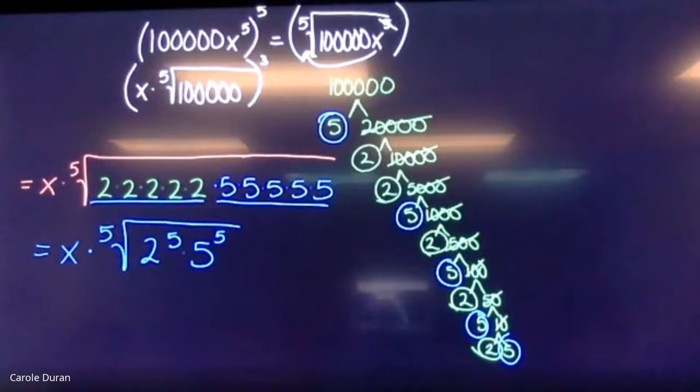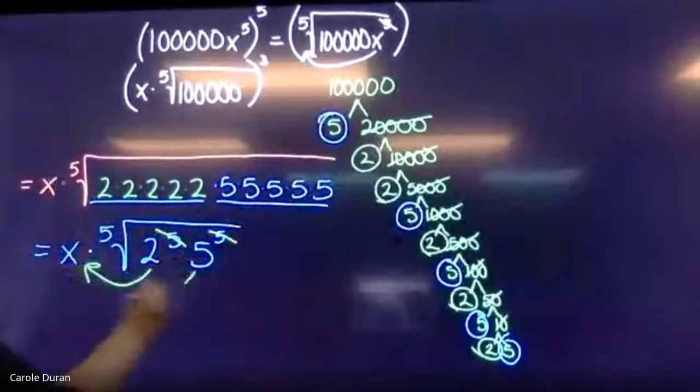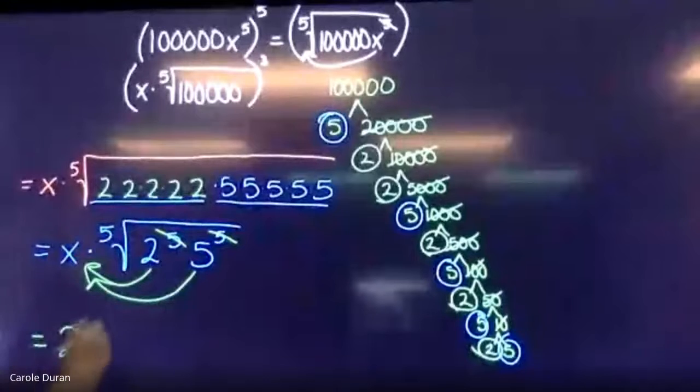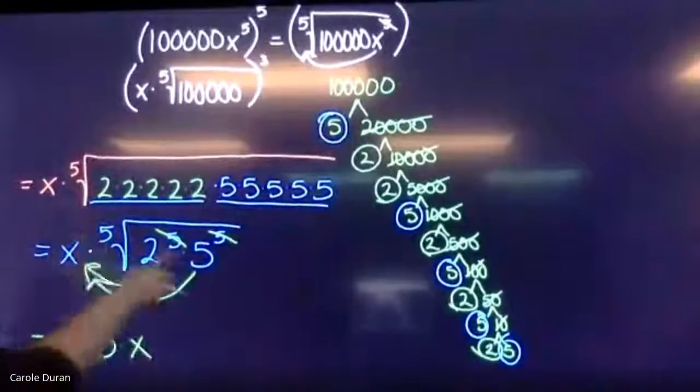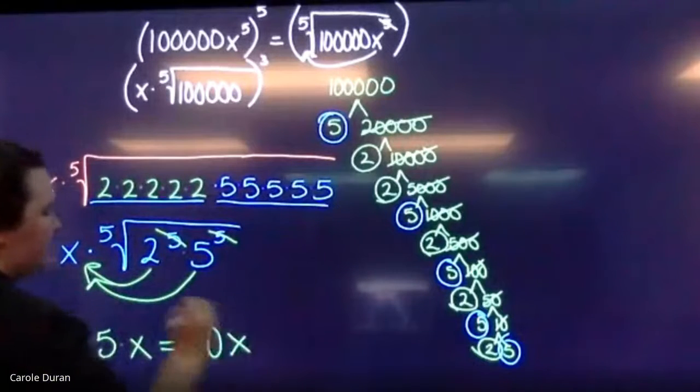Why is it super nice that it broke down into the fifth root of 2 to the fifth times 5 to the fifth? Why can I cancel them out? Because they're the same as my root. So this 5 cancels with that, this 5 cancels with that, and my bases come outside. So this becomes 2 times 5 times x. Nothing is left under my radical, so that goes away, and I can simplify this down into 10x.